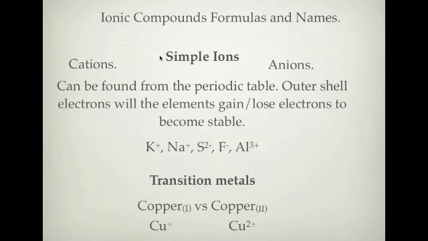Now we can find the charges for these simple ions by simply looking at the periodic table and finding out the number of electrons in the outside shell and looking at how many electrons these elements will either gain or lose to become stable. If we take for example potassium, which is here, potassium is in the first group. It has 1 electron on the outside shell. To become stable, it will lose this 1 electron and become positive 1. And we just write that as K+.